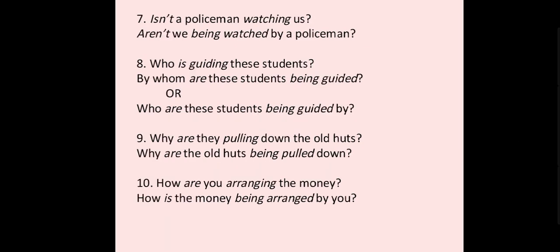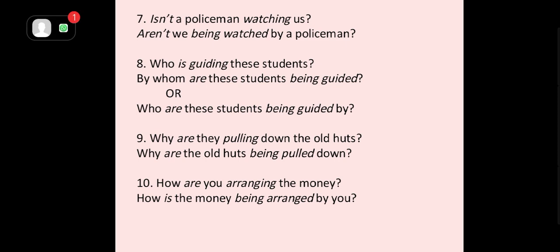Seventh sentence, it's a negative interrogative sentence. Isn't a policeman watching us? According to it, "us" will change into "we". So we will use "are not". Are we not being watched by a policeman? The next sentence is a WH question, that is "who". Who is guiding these students?